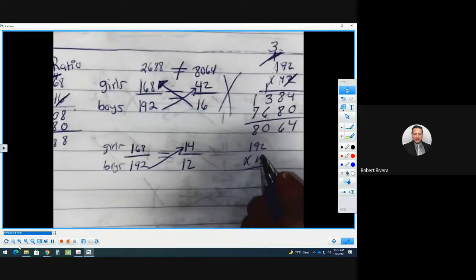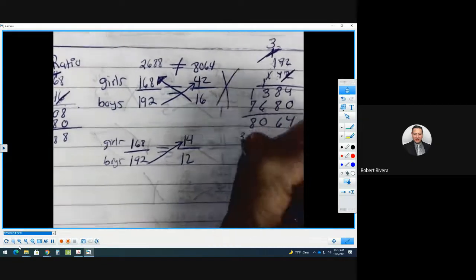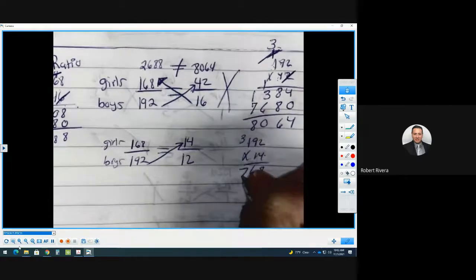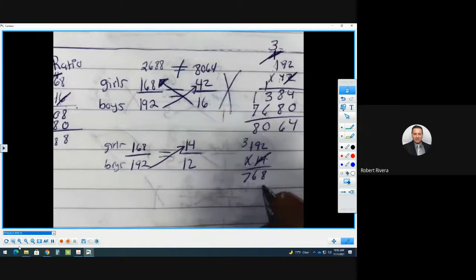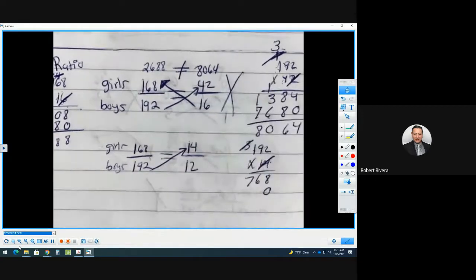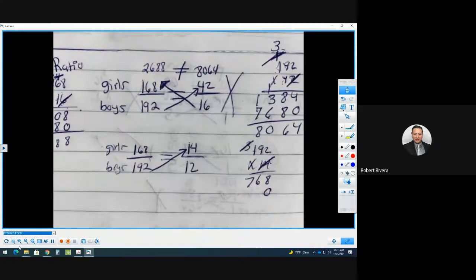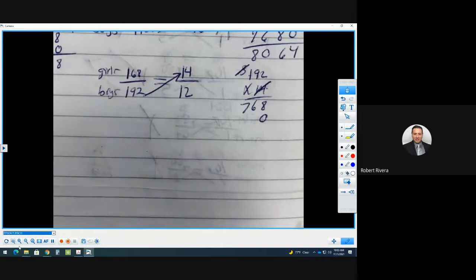4 times 2. 8. 4 times 9. 36. 4 times 1 plus 3. 7. I'm going faster because I don't want to run out of time. Cross it out and put a what? 0. If you know your times, cross out that 3 so you don't use it. If you know your timetable, you will go faster like I am. Okay? Learn them, guys. You're already in middle school.